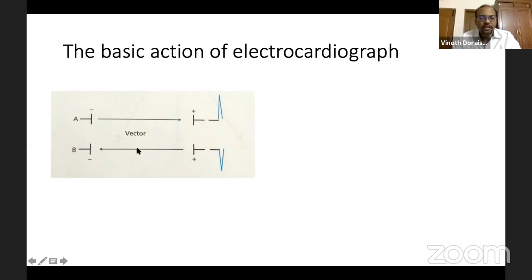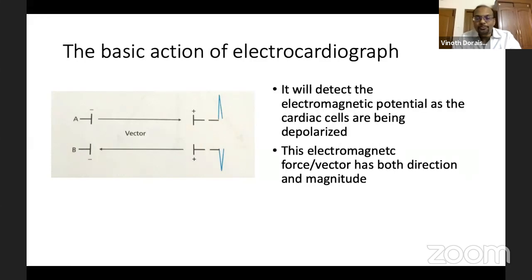So what happens if the vector is going perpendicular to the lead? You have a negative and positive. If it is going in this direction, perpendicular, then you will get an isoelectric complex. That is, the positive and the negative will be equal. So that is also very important when we're calculating the QRS axis, which we'll come to later on.